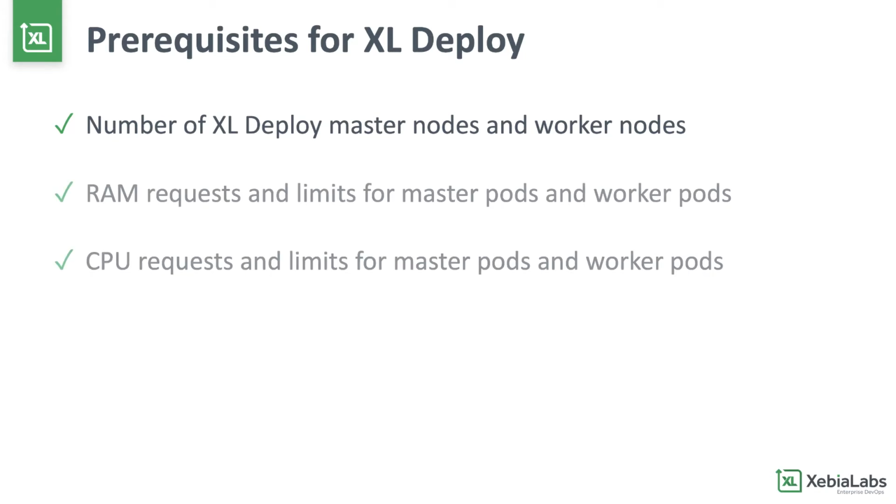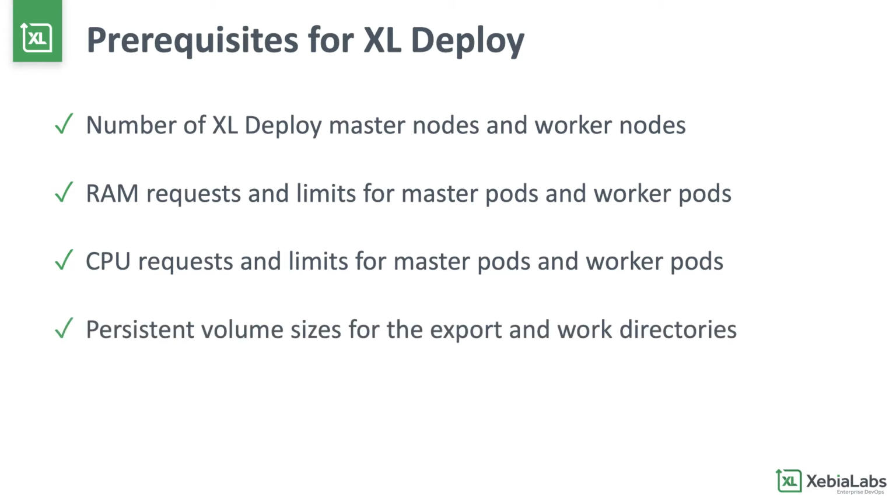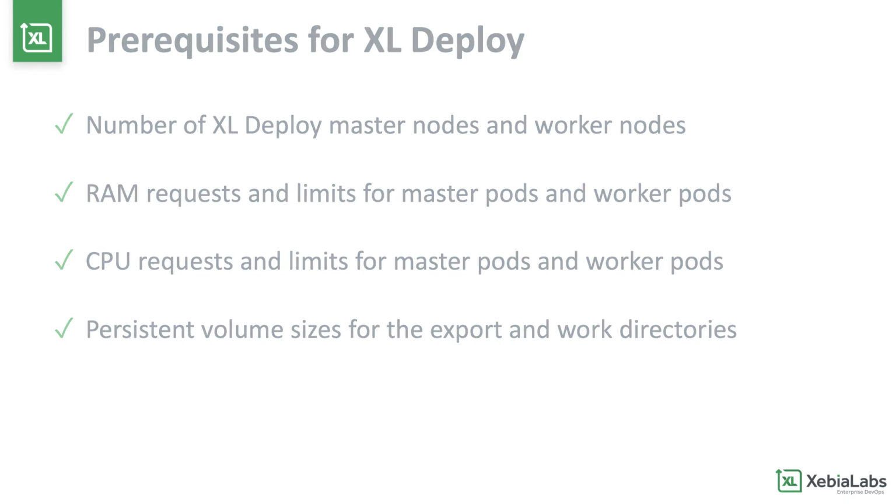If you install XL Deploy, you'll be asked to specify the number of master nodes and worker nodes you want to spin up and how they should be configured. For information about XL Deploy's master worker setup, visit docs.XebiaLabs.com. You'll also be asked to set the persistent volume size for data stored on the NFS share. The export directory is the location where XL Deploy will store deployment packages that users export from the server. And the work directory is where XL Deploy will temporarily store data that cannot be kept in memory, such as large binary files that need to be deployed.